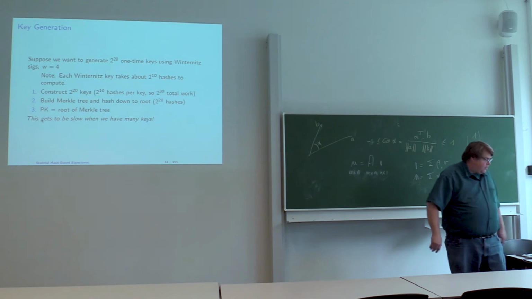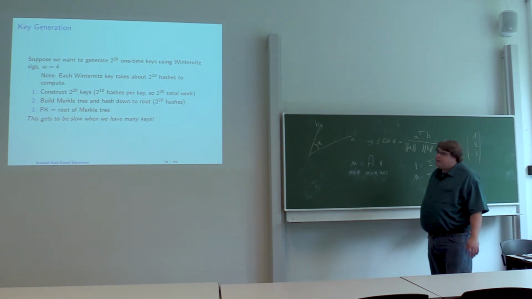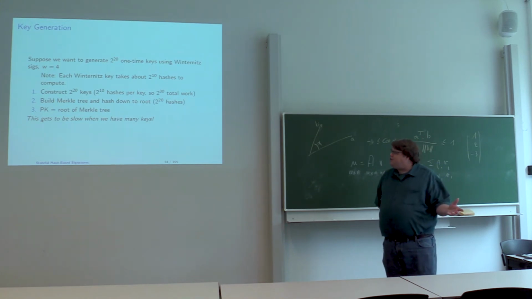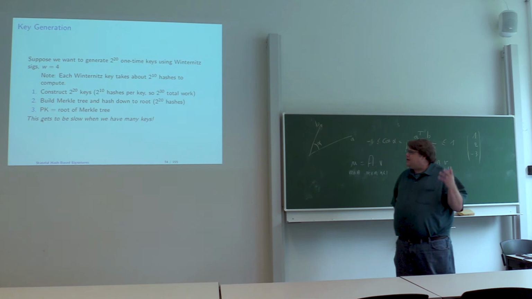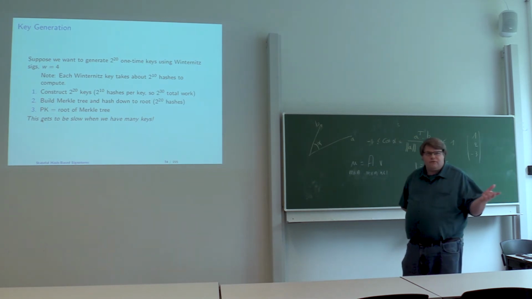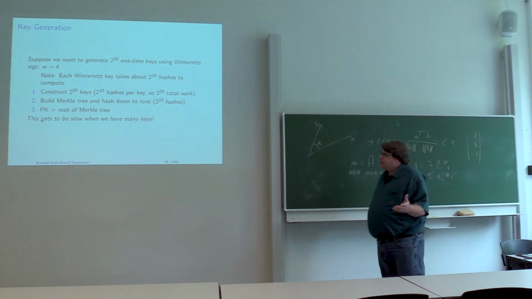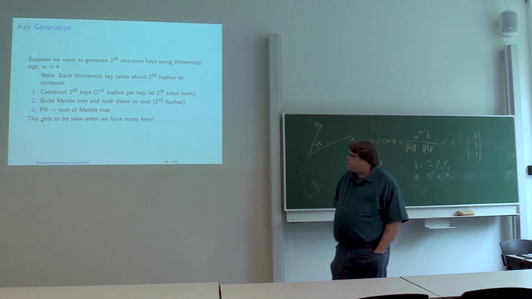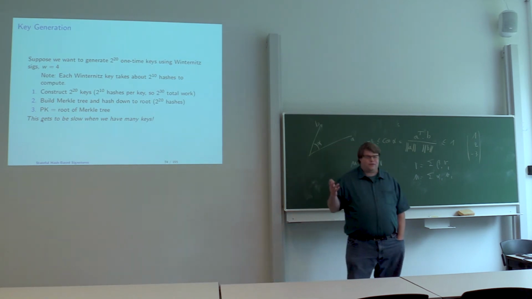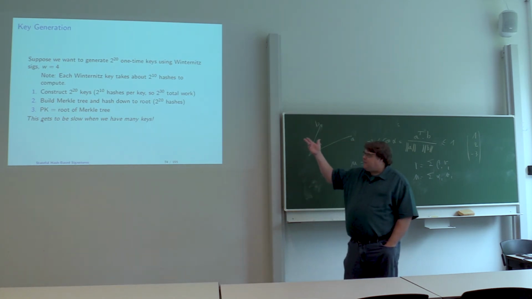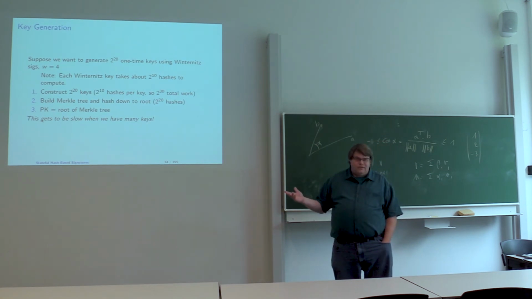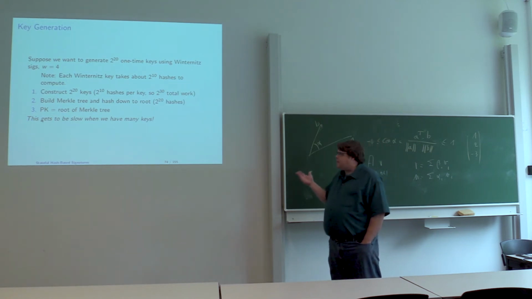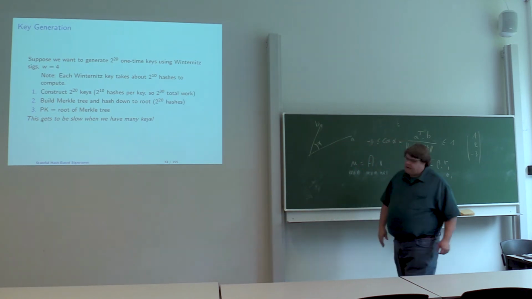So for key generation, this gets kind of interesting. If I want 1,000,000 one-time keys, I want to be able to sign 1,000,000 times, right? And I'm using Winternitz with W = 4. Each Winternitz key is going to take around 2 to the 10, so around 1,000 hashes to construct. Which means that to get 1,000,000 keys, I'm going to need to do about 1 billion hashes, okay? Now that's fine, 1 billion hashes is not too bad on a modern machine. But you can see that there's going to be a limit here. If I wanted 2 to the 40 of these keys, it'd start getting to where I couldn't do this computation. It would take too long to make my public key.